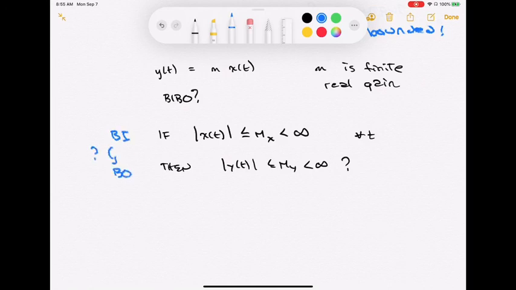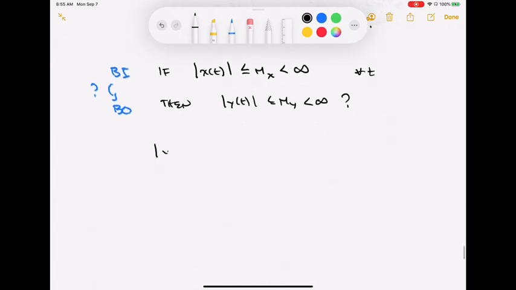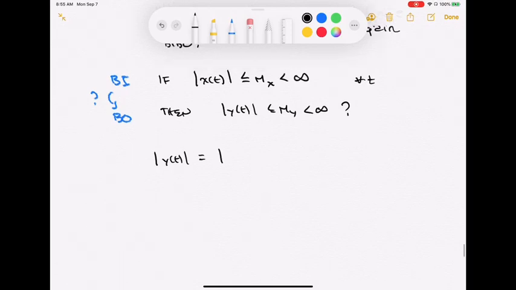If we look at this, we can just go back to our definition. I'm looking at the magnitude of y(t), and I want to know about that. But I know y(t) is just m x(t), right? Magnitude of a product is a product of magnitudes. So this is magnitude m, magnitude x(t). But because of the if statement, I knew that the input was bounded. So magnitude x is always less than or equal to M_x. So this whole thing is always less than magnitude m times a finite number M_x.